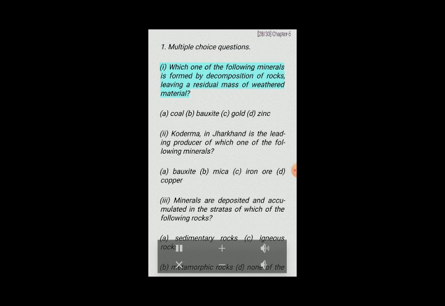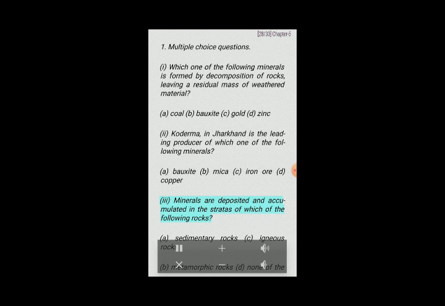Exercises. 1. Multiple choice questions. I. Which one of the following minerals is formed by decomposition of rocks, leaving a residual mass of weathered material? A. Coal. B. Bauxite. C. Gold. D. Zinc. II. Koderma, in Jharkhand is the leading producer of which one of the following minerals? A. Bauxite. B. Mica. C. Iron ore. D. Copper.